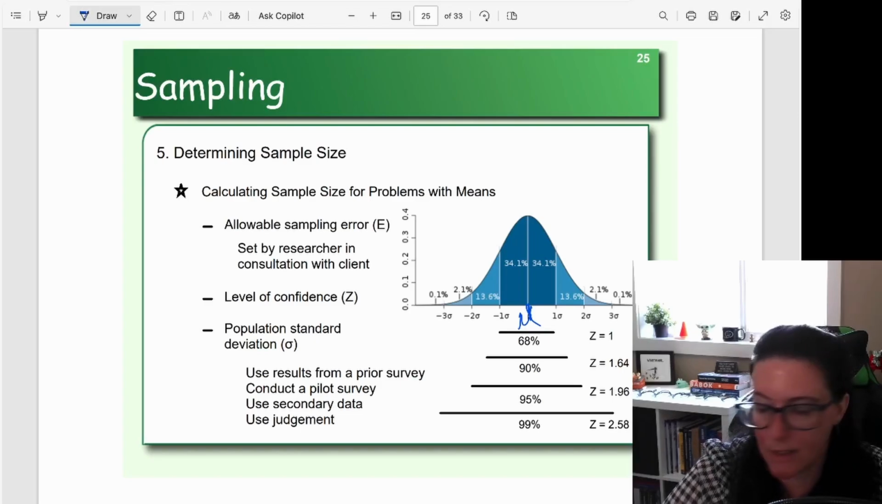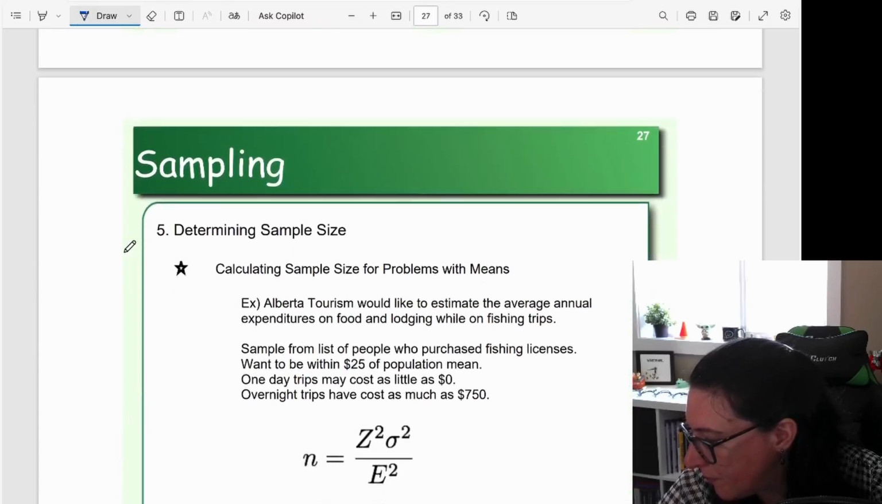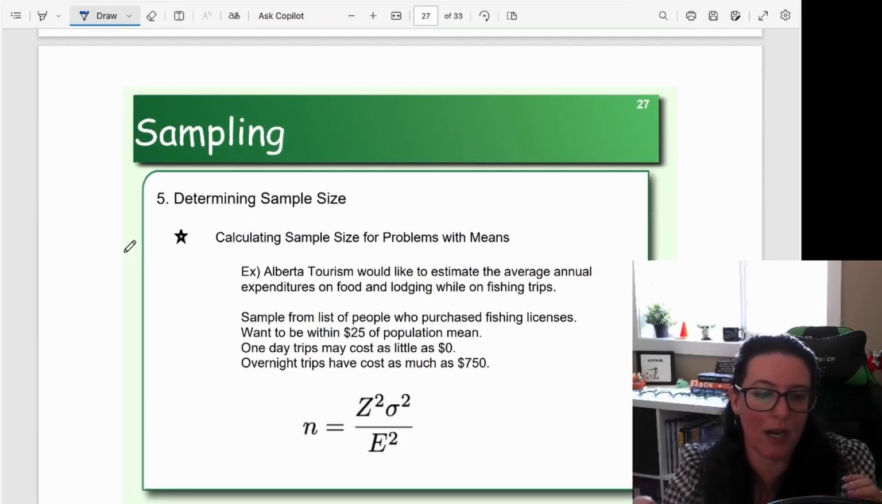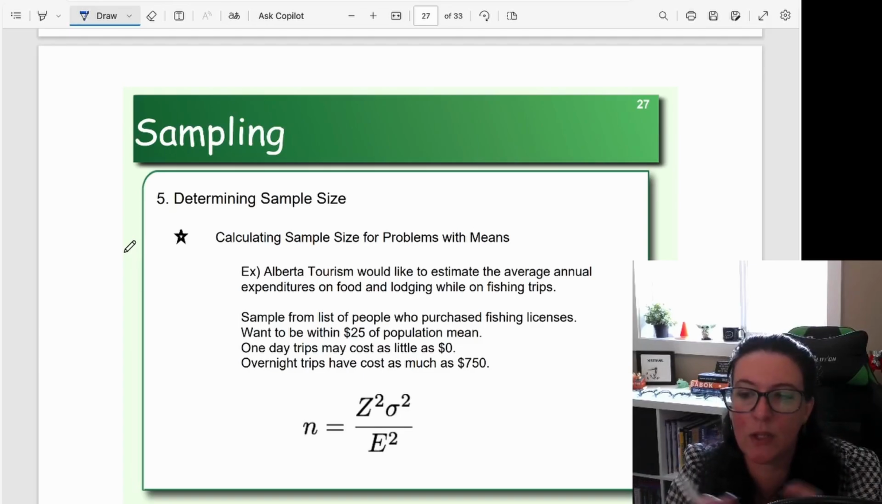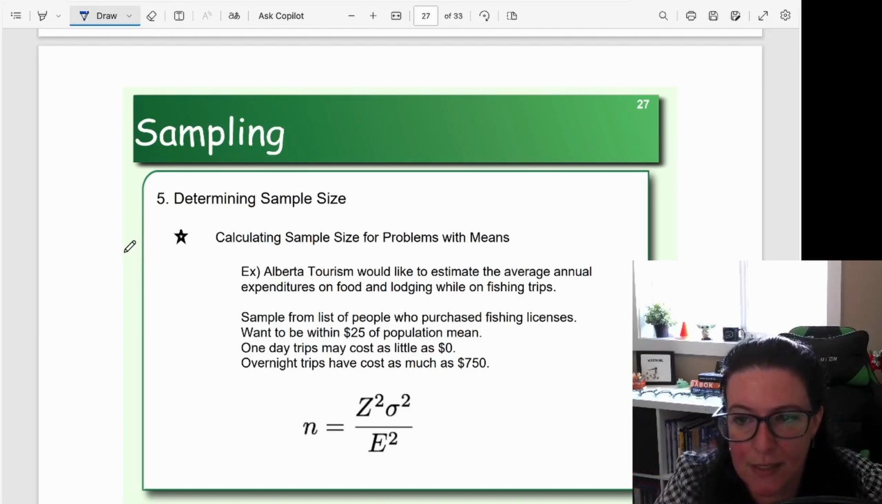Okay, I'm actually going to skip that example and come back. Let's do this one. Okay, Alberta Tourism would like to estimate the average annual expenditures on food and lodging while on fishing trips. Samples from a list of people who purchase fishing licenses. So we're going to recruit from the list of people who purchase fishing licenses.